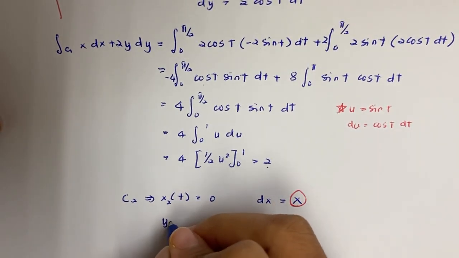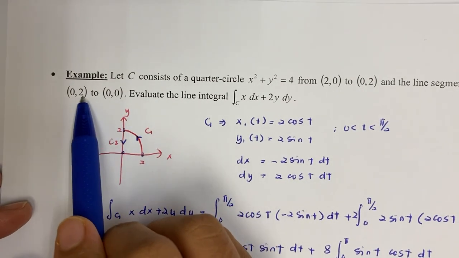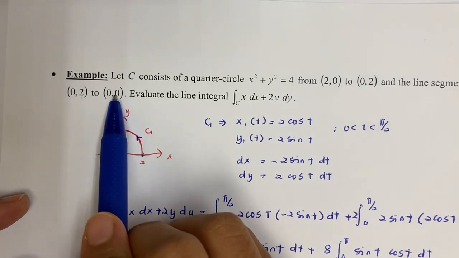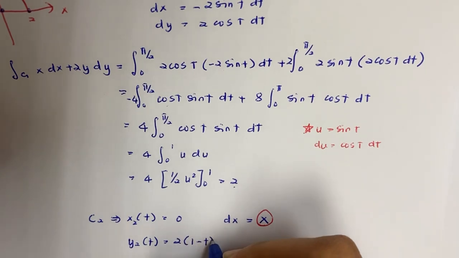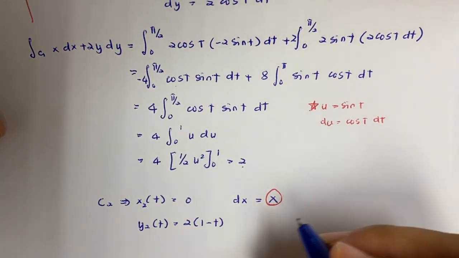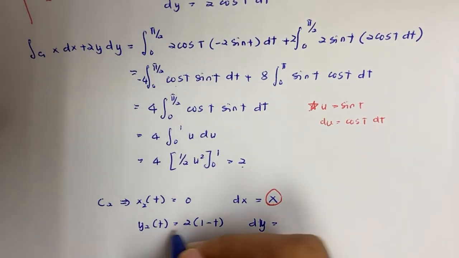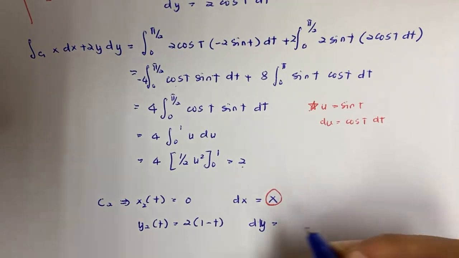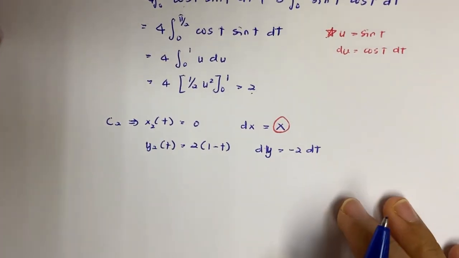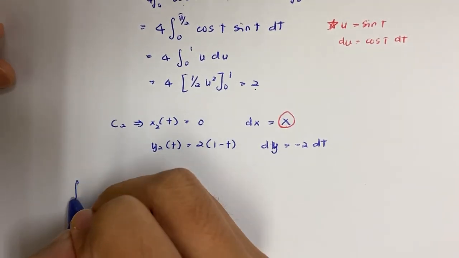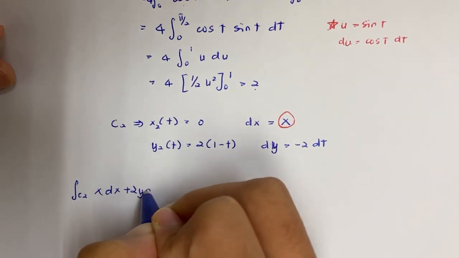Next, for y(t). For the line segment, my y0 is equal to 2 and my y1 is equal to 1. So y is 2 multiplied by 1 minus t for the line segment. So my dy, differentiating this, is negative 2 dt.